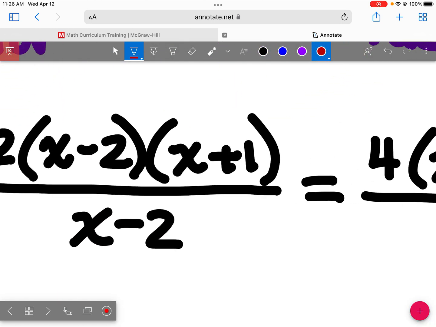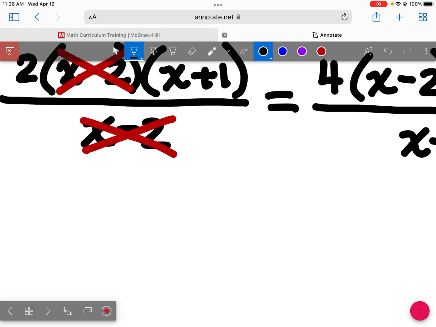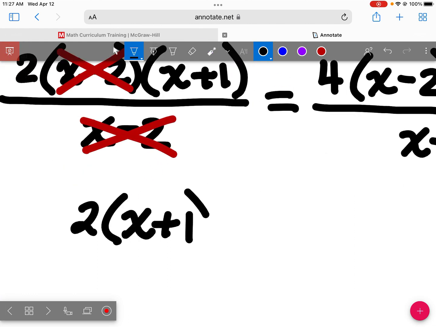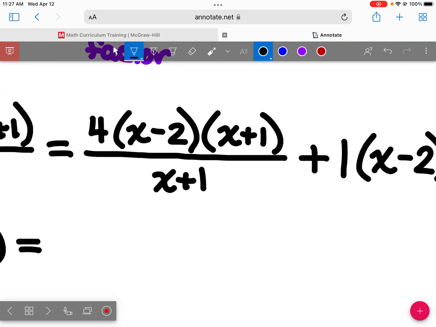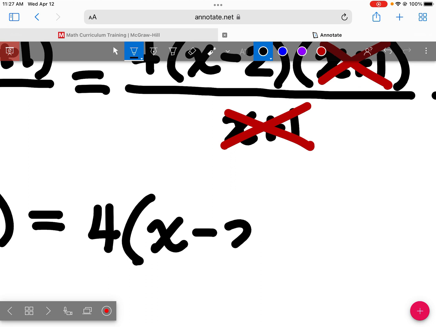Cancel the denominators, and then we'll distribute. So right here in this first fraction, can I reduce this first fraction down? Are there any common factors between the top and the bottom? Yes. X minus 2. So that's going to cancel out. What would that leave me with in this first fraction? 2 times x plus 1. Bring down my equal sign. In the second fraction, are there any common factors between the numerator and the denominator that will cancel? X plus 1 is going to cancel. What does that leave me with? 4 times x minus 2. Make sure you keep things inside parentheses until we actually do our distribution.